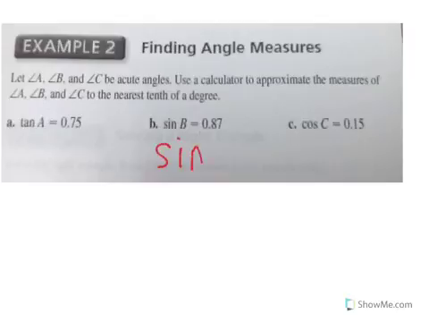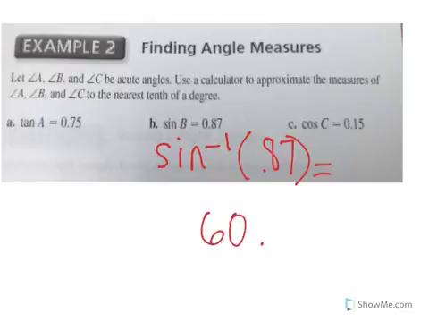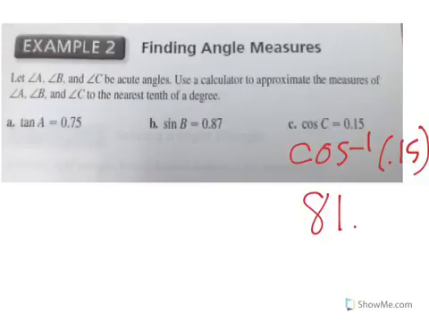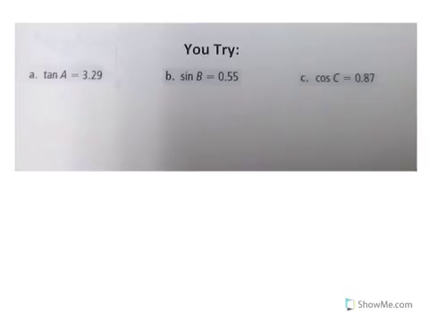Okay, for sine of angle B, same thing. When we push this in our calculator, it has to have the sine of negative 1, and we put the 0.87 in our calculator. For this one, it should give us 60.5 for our angle measure. Then for the cosine of C, make sure that you've got the cosine of negative 1 for the inverse, and put the 0.15 in there, and you should get 81.4 degrees. Okay, here's for you to try these.